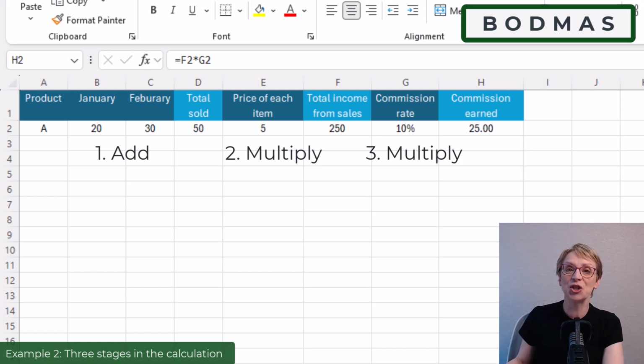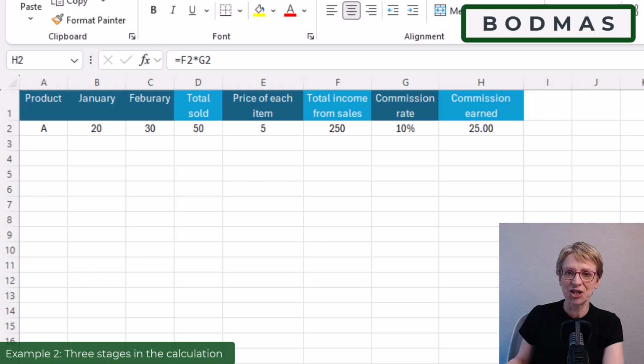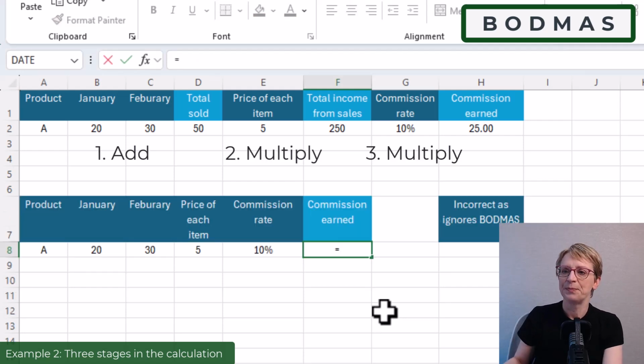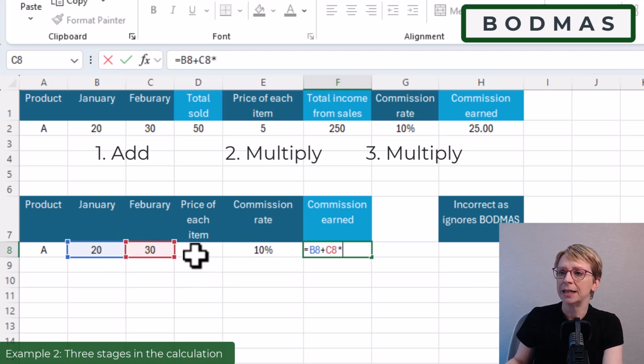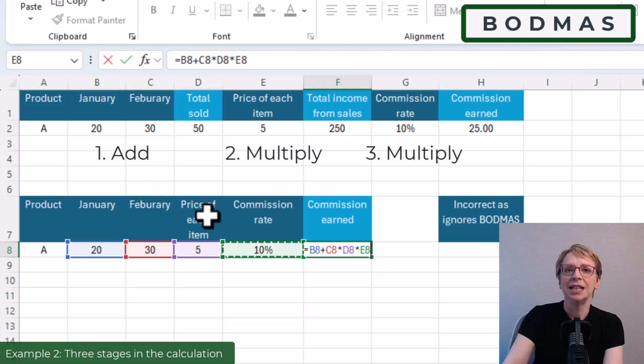However, if I was looking to do a shortcut and calculate the commission earned in one formula, then BODMAS needs consideration. I'll write the formula one way first to show an issue which may arise. Then I'll show you the formula written in a slightly different way, which I would suggest is preferable. I'll start with equals B8 plus C8 multiplied by D8 multiplied by E8.